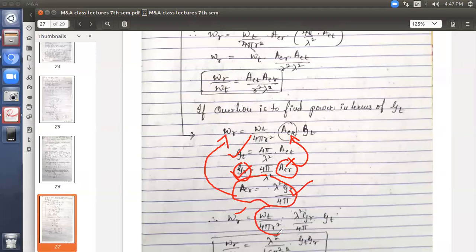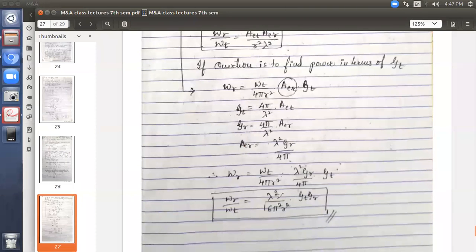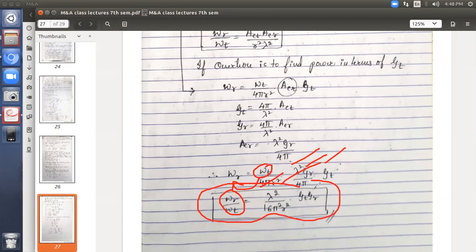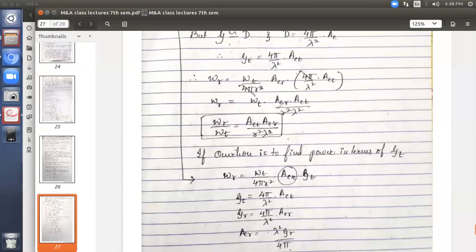WR is equal to, this term is same, instead of AER, I have substituted this, and GT is as it is. Now check if any terms get cancelled. Only take this to the denominator left side. Remaining all, no cancellation. Lambda square GT GR by 4 into 4, 16 pi square R square. This is your FRIIS transmission formula in terms of gains. This is just an extension, but mostly this formula is used in terms of apertures and the distance between the transmitting and receiving antenna.